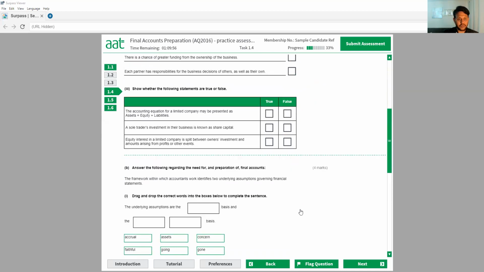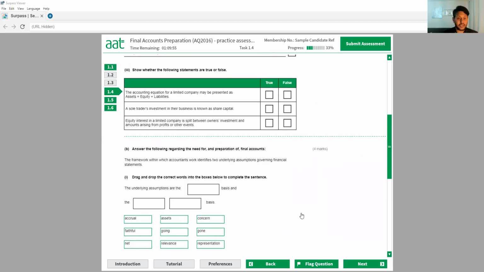Next one is from the accounting equation. Let's have a look at this one. The accounting equation is asset equals liability plus capital or equity. That's true. Remember that equity and capital are the same thing. So asset equals capital plus liability, or equity plus liability, both are true. And then we have: a sole trader's investment in the business is known as share capital. That's false. If a shareholder invests money in a limited company, we call it share capital. But for a sole trader, we don't say it is share capital.